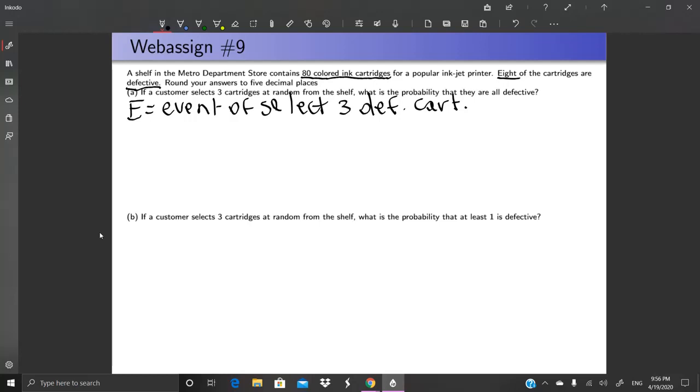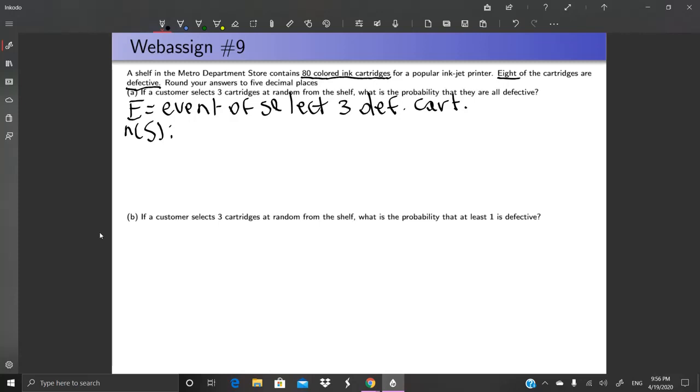So E is the event that we select 3 cartridges, and E is really just the event of the thing that you're looking for in the question. We're looking to select 3 of them that are defective. Let that be your event E. Now we want to figure out the number of elements in E, and then the number of elements in the entire sample space. So now let's talk about N of S. I just like to do that one first.